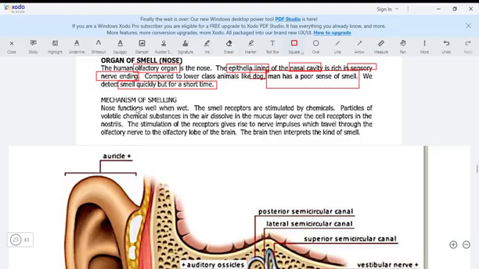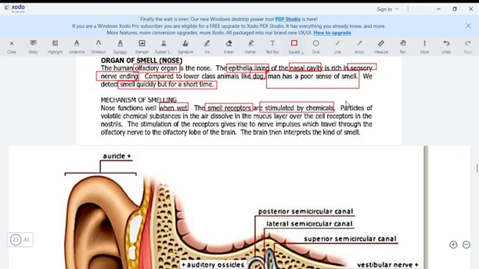How do we smell? The mechanism of smelling. The nose functions well when wet. It means our nose must first be wet before we can smell anything. There are smell receptors which are stimulated by chemicals. When chemicals come from food or anything that is smelling, once they come to the nose, there are receptors that will receive those chemicals.